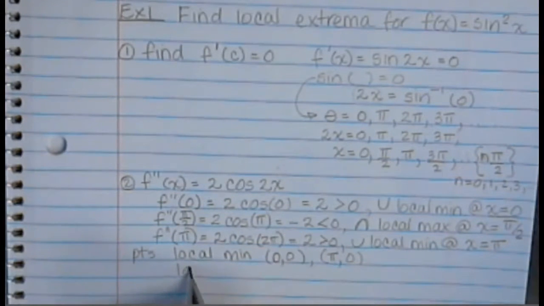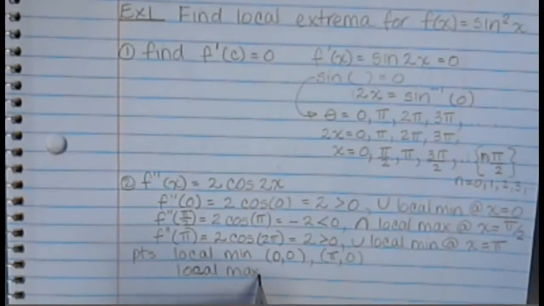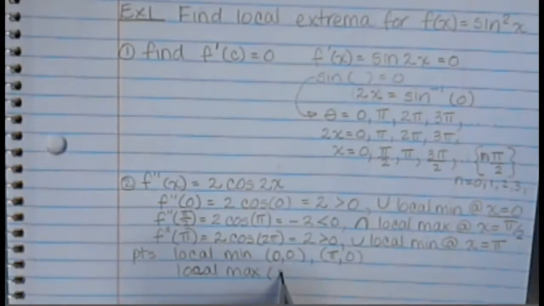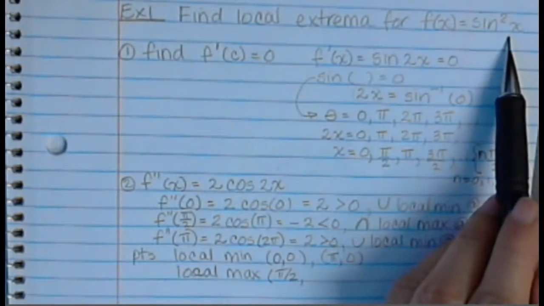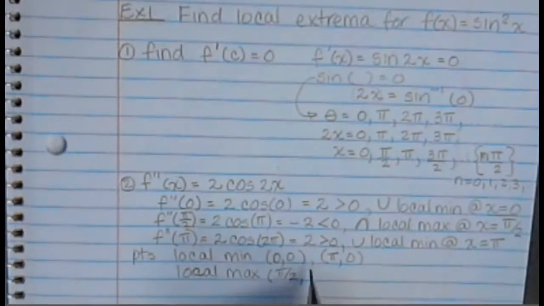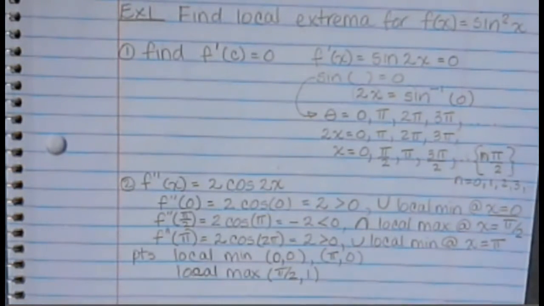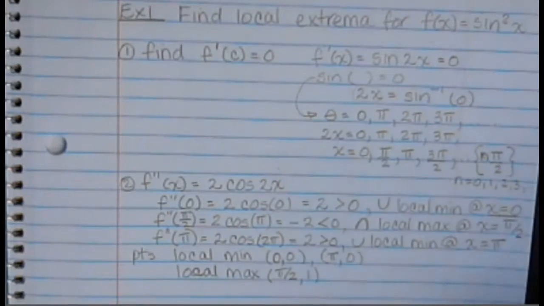And we also found a local max when x is equal to pi over 2. So I'm going to plug in pi over 2 into sine squared. So sine of pi over 2 is 1. We square it, it equals 1. And again, we can keep finding more and more of them. So I just wanted to know at least the first 3 starting from 0. So that's what we found.